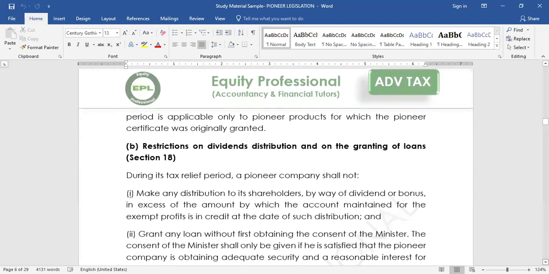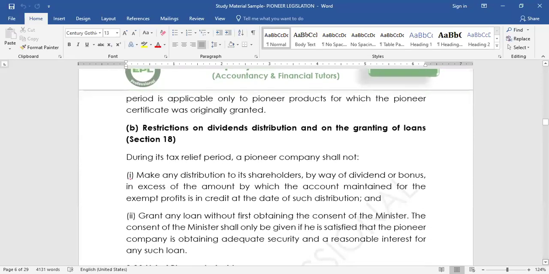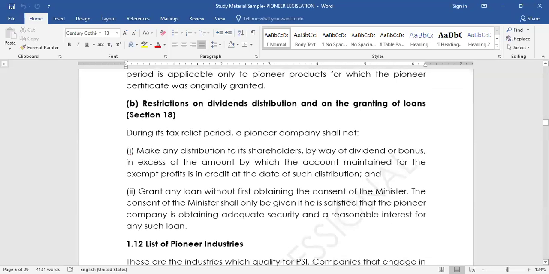Restriction of dividend distribution. During the pioneer period, you must not distribute a dividend that is more than the pioneer profit. When you distribute a dividend more than the pioneer profit you make during the pioneer period, such dividend will be subjected to withholding tax in the hand of the recipient. And during the pioneer period, if you want to obtain a loan from a company, you must collect permission from NIPC.